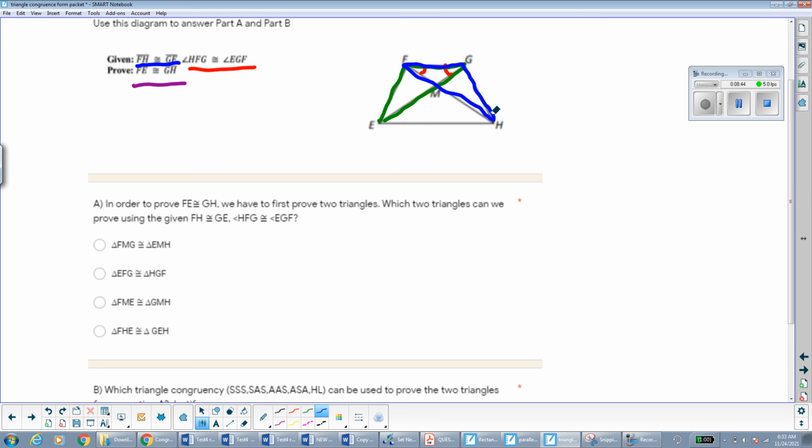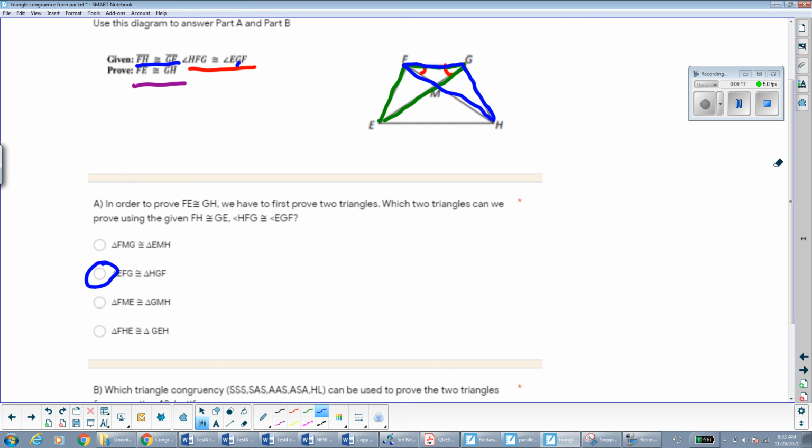This triangle over here includes GH, which is the other segment that we're trying to prove something about, and it also includes FH, which we know something about. Notice how the congruent angles are also part of this triangle. So if we take a look at the answer choices, that would be actually answer choice 2. EFG is the green triangle, and HGF is the blue triangle.